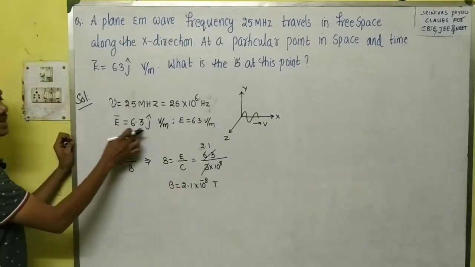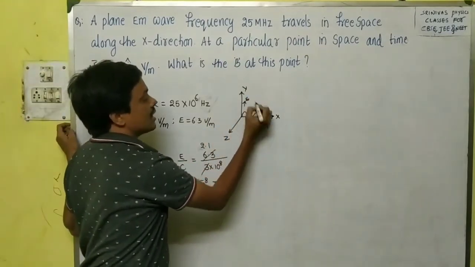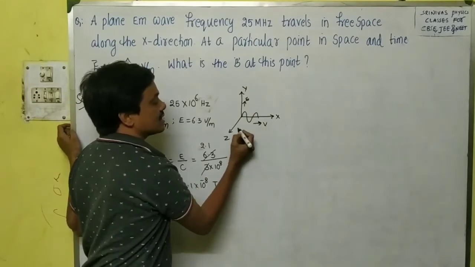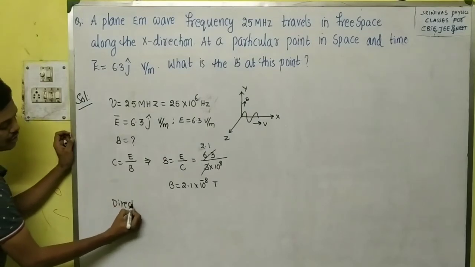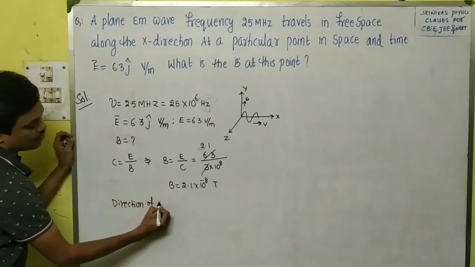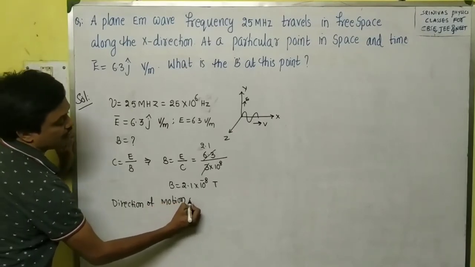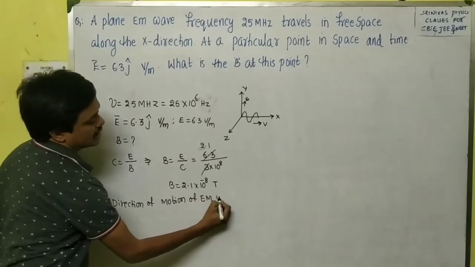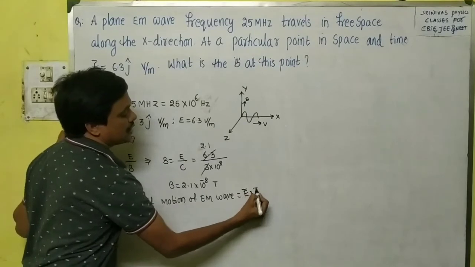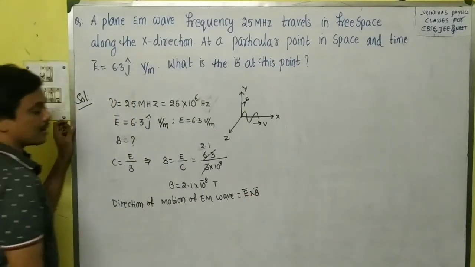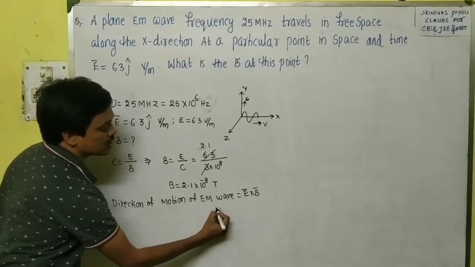B is in what direction? E is along j cap, meaning the y axis. The electric field is along the y axis and the wave is traveling along the x axis. What is the direction of the magnetic field? We know the direction of propagation of the EM wave is along E bar cross B bar. That means velocity is along E bar cross B bar. The direction of the EM wave they gave is along the positive x axis.